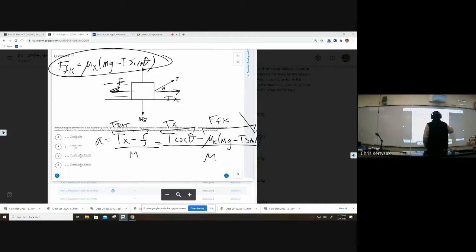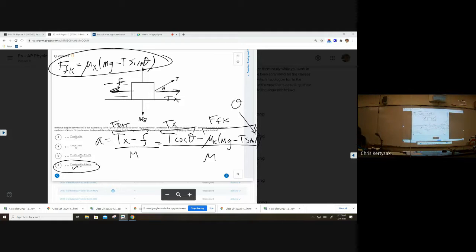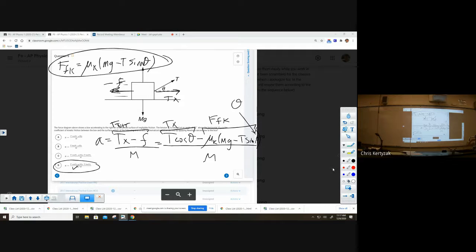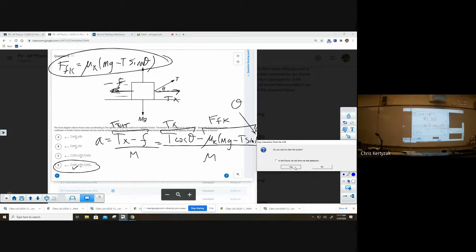That's a theta over there. It kind of ran off the screen. T sine theta. So I have to stare at all that stuff. Gosh, looks like D. I see T cos theta, I see minus mu, and then mg in parentheses, mg minus T sine theta, all divided by m. Yeah, if you didn't get that one, don't feel bad. Very difficult, very challenging. A lot of understanding to try to work through that. All right, moving on to the next one.